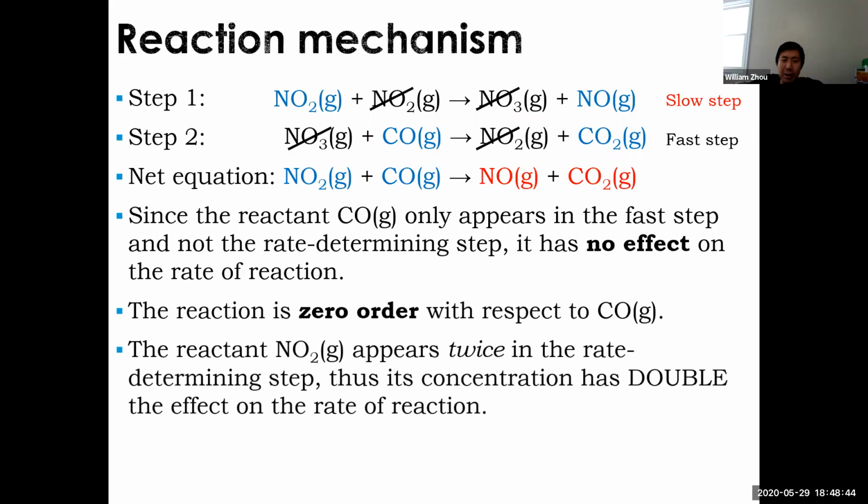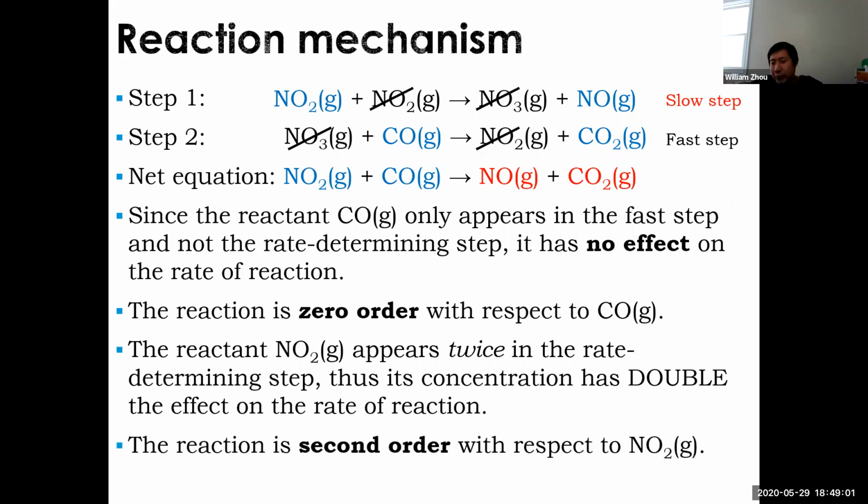NO2 is in the rate law. NO2 appears twice in the rate determining step. You see what I mean? The slow step, step 1, is NO2 plus NO2. It happens twice, so that means it has double the effect on the rate of reaction. Thus, the rate of the reaction is second order to NO2, but zero order to carbon monoxide. So that's how you get the rate law, from the rate determining step.